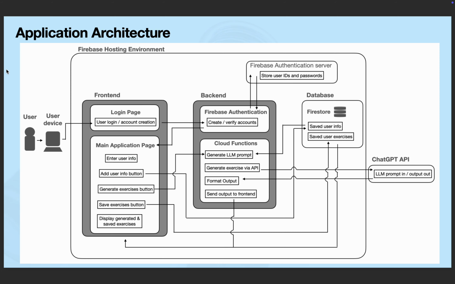So this is the wire diagram of the architecture. It's just arrows pointing to the flow of when the user logs in, they go to the login page that talks to the backend Firebase authentication, which talks to the authentication server. It validates the user, and then once you're logged in, it spits you back out to the main application page. That's where they would enter their information. They would add all the information that gets stored to the user's document in the Firestore database.